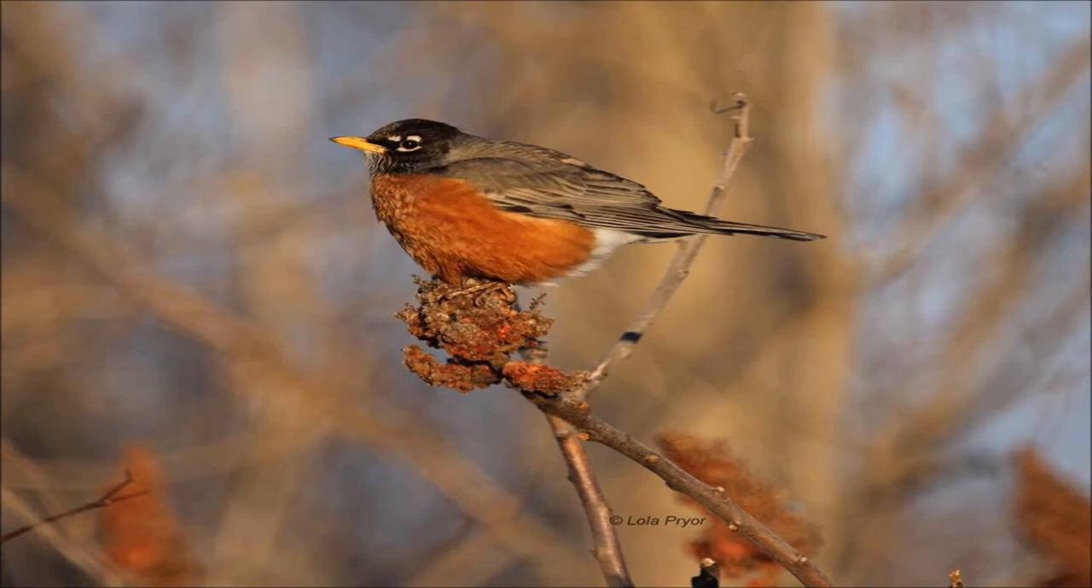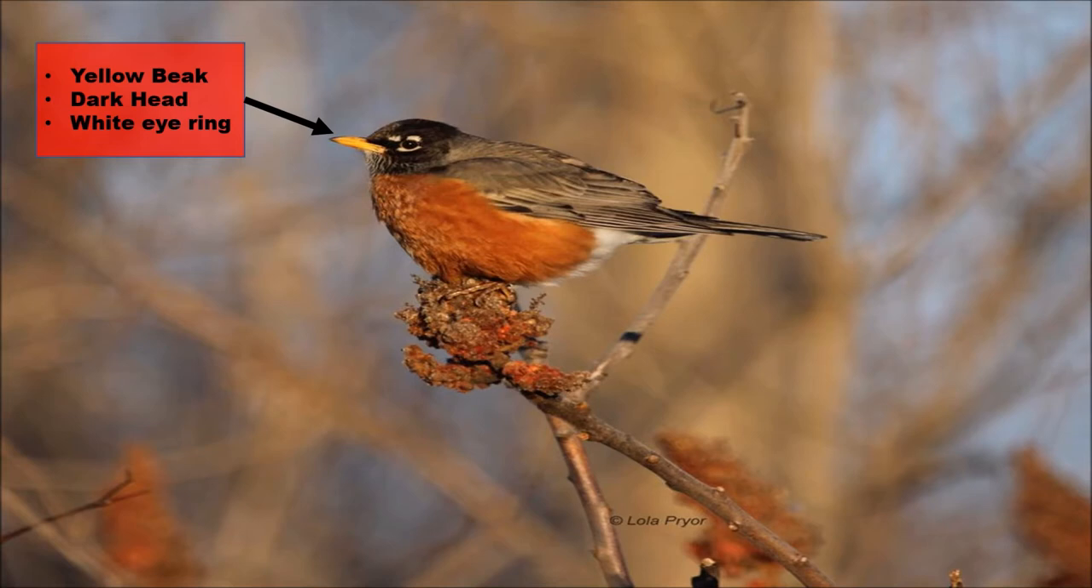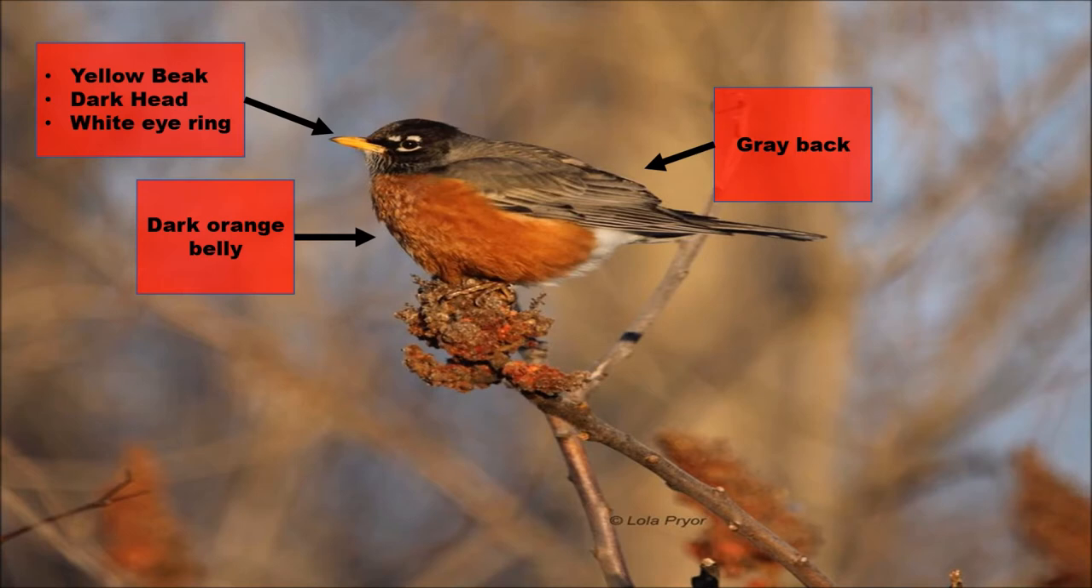So some of the ID characteristics. It's got that nice bright yellow beak, and it's really thin and very pointy, very excellent for grabbing worms out of the ground. They have that dark head, and they have a white ring going around the eye. Also, the dark orange belly is a very great characteristic, and they have that gray back.